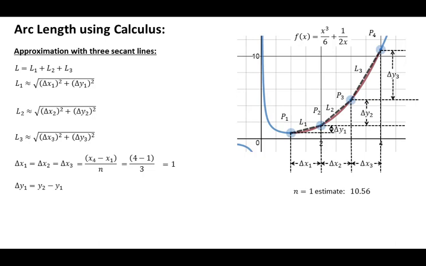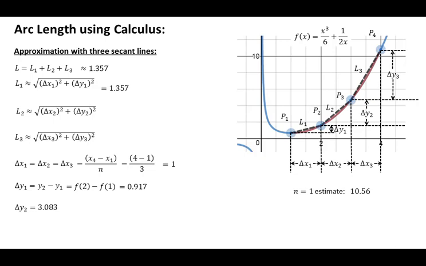So our delta y1 is going to be y sub 2 minus y sub 1, which means we have to plug in our function value for x equals 2 minus our function value for x equals 1. If we do that in a similar way as before, we end up with 0.917 for delta y1. Now that we found that, we can plug it into our L sub 1 up here, and we get approximately 1.357 when we take the square root of those two delta values squared, added to each other.